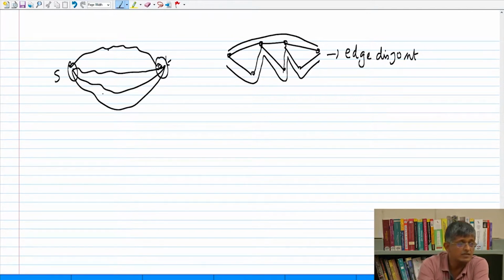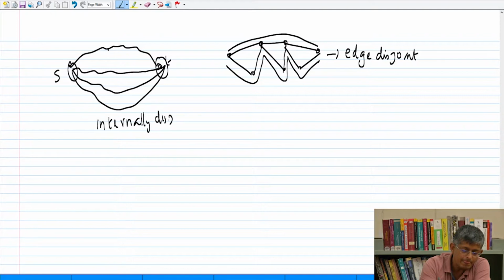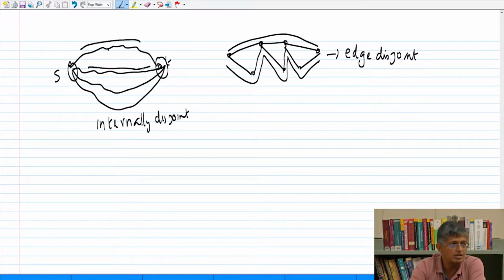Here these are vertex disjoint, internally disjoint, right? But if the paths are internally vertex disjoint, they are also edge disjoint. So you see that this path and this path do not share an edge in common at all. So vertex disjoint obviously means edge disjoint also. Fine. This is just some terminology.